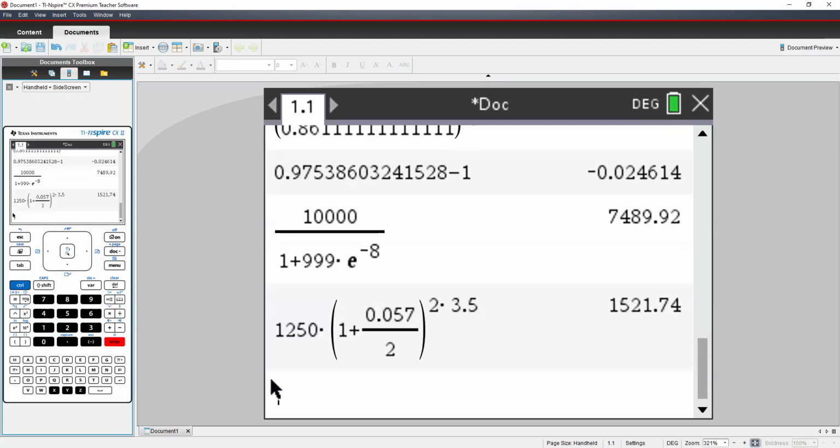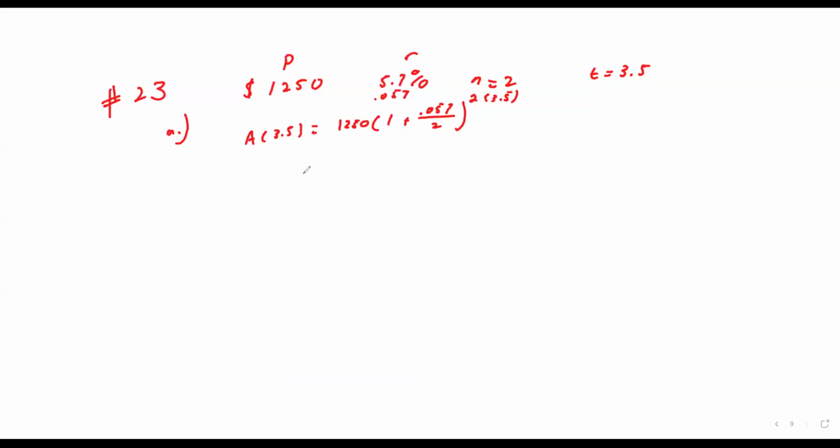And there we go. So when we come back, he made $1,521.74. Then it says part B, how much has he made in interest from his investment? So all you got to do is just do 1250 minus 1521. Oh, I bet the other way around. So it'd be 1521.74 minus 1250.